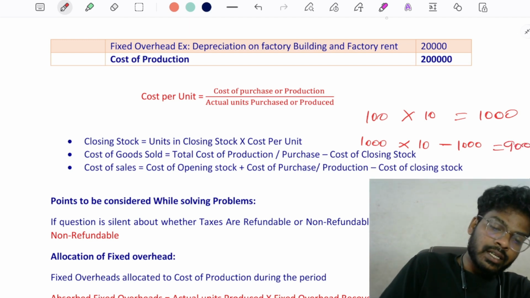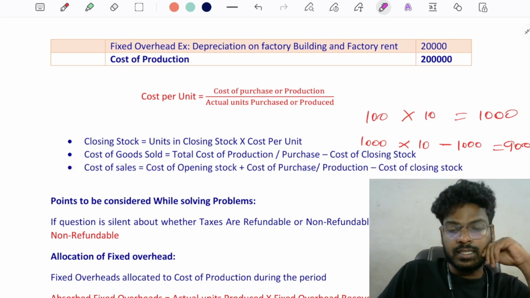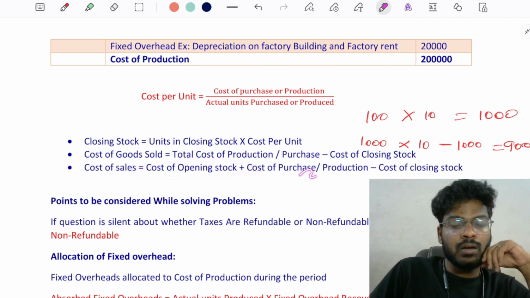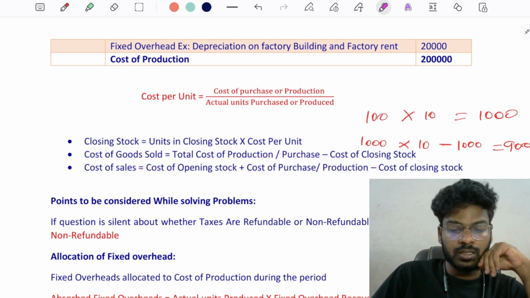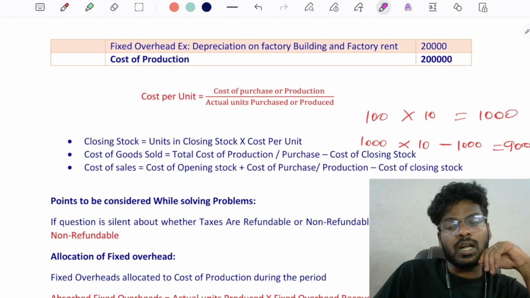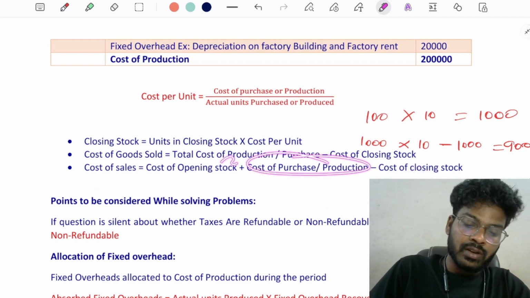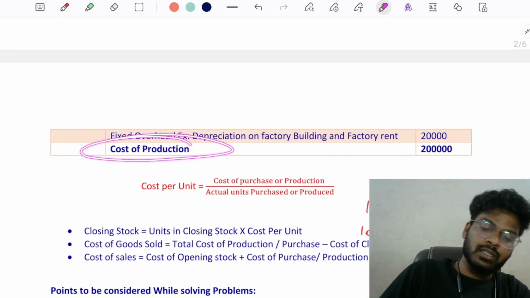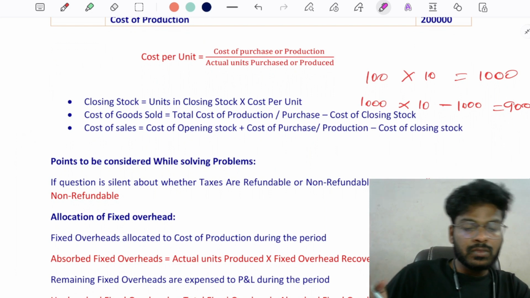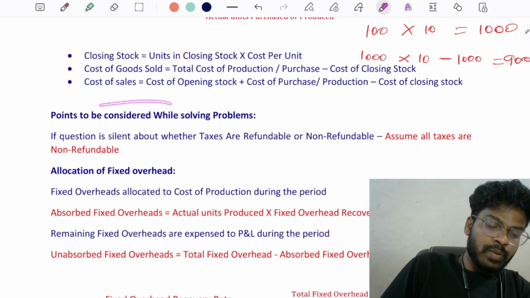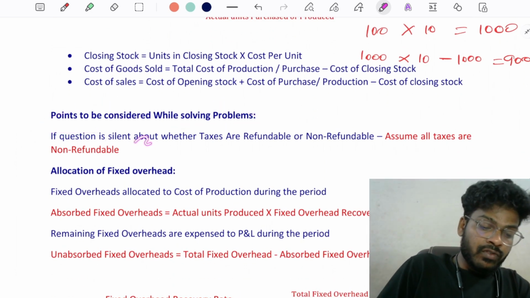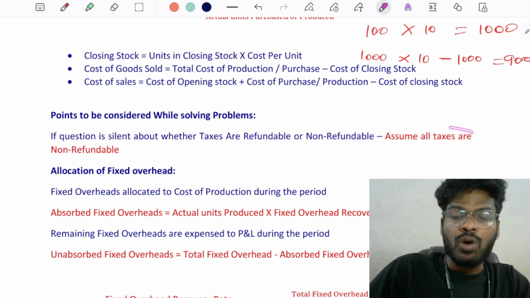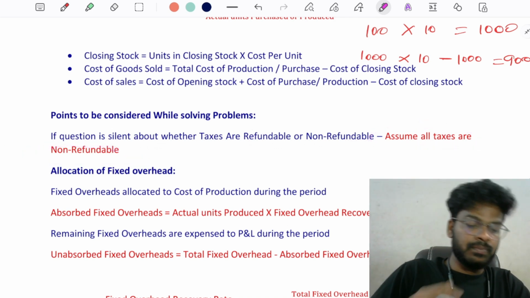Okay. Next one is cost of sales. Cost of sales means cost of opening stock plus cost of purchase or cost of production minus cost of closing stock. Cost of production we have computed from here, cost of purchase and cost of production. Okay. Next, points to be considered while solving the problem. If the question is silent about whether taxes are refundable or non-refundable, assume all taxes are non-refundable.